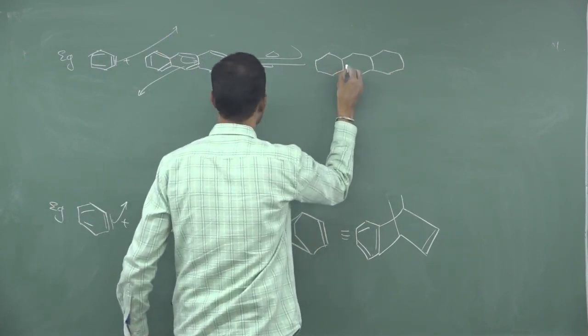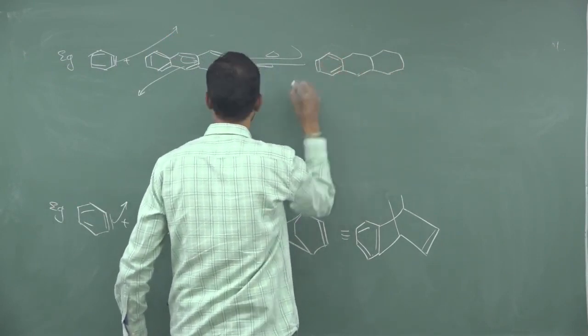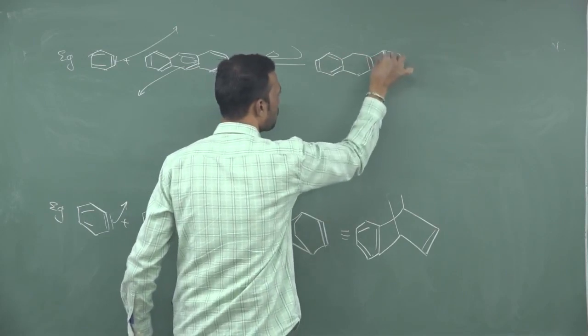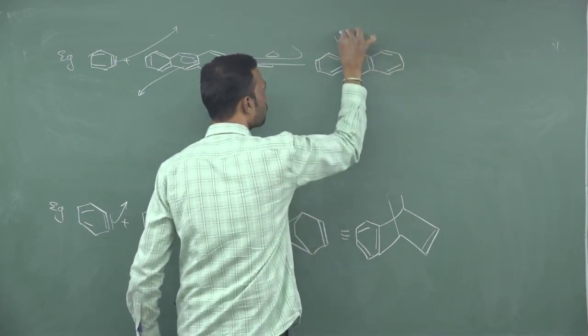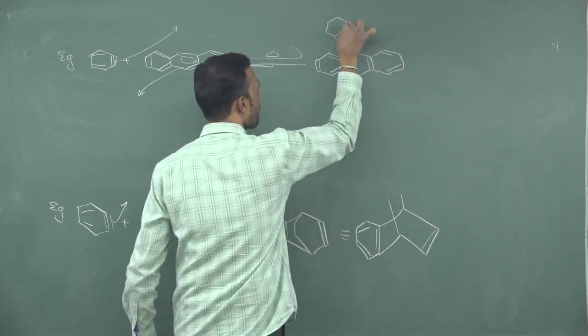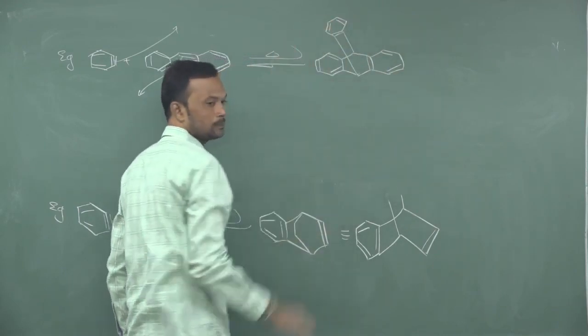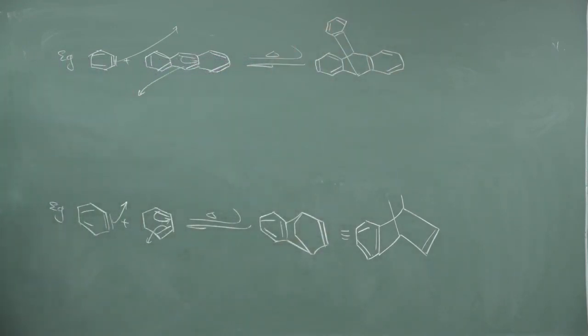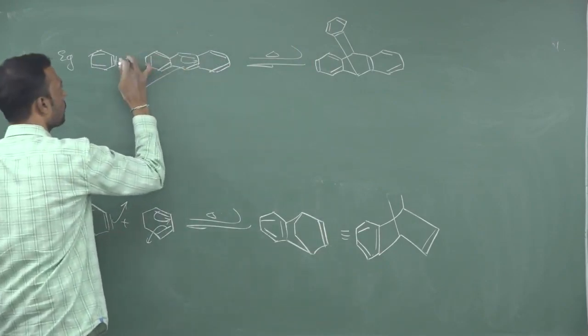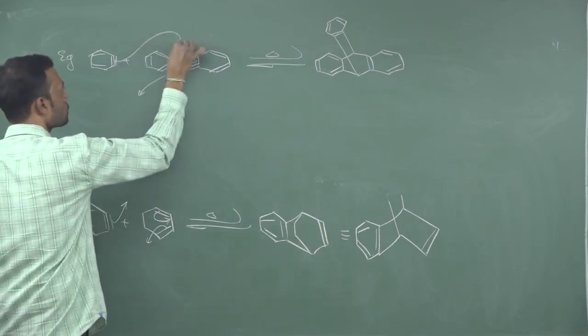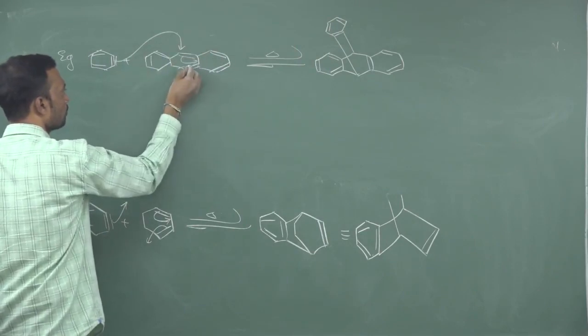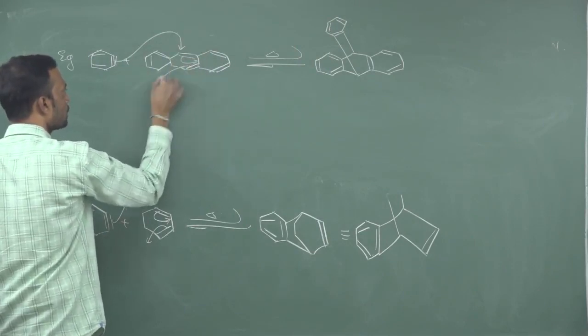Now here you may get a double bond. Now here you will expect a double bond, and see, these two are connected to which one? Benzene. So you can write like this. This bond migrates and this will attach over here. And this will migrate and this will attach here.